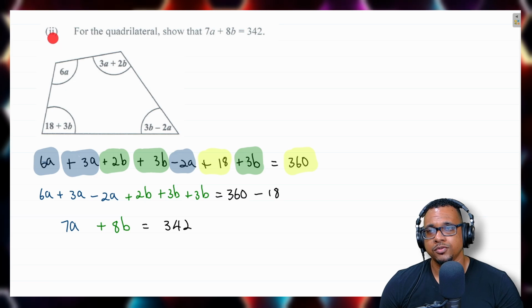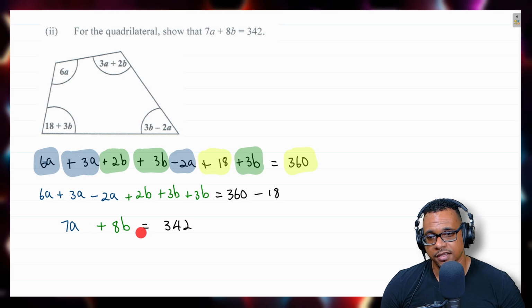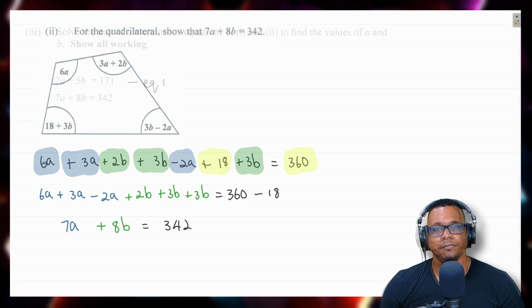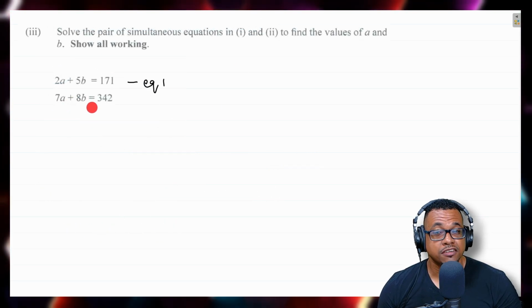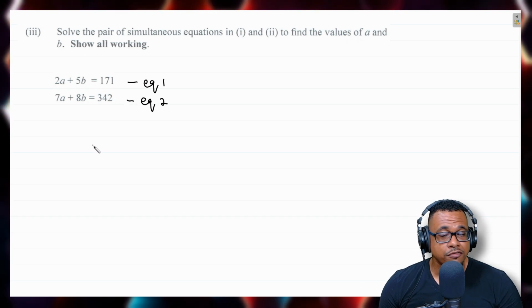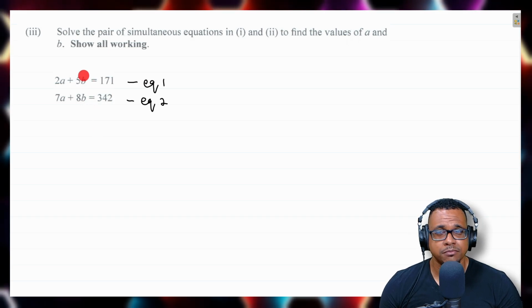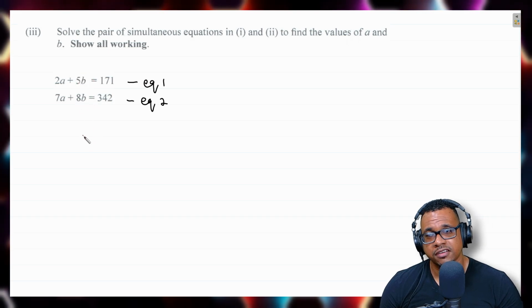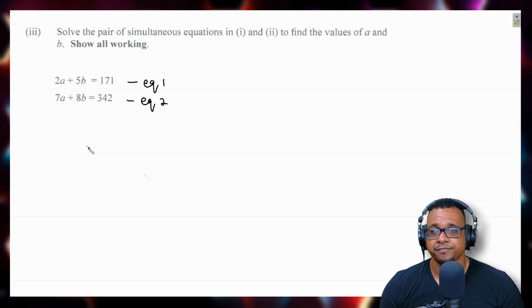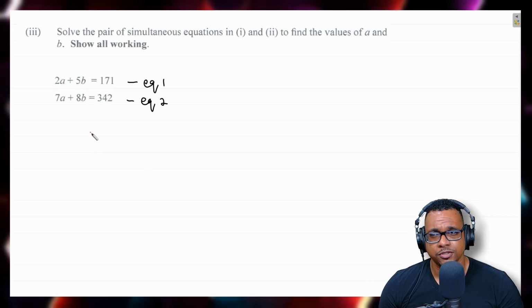Now going back to part 2, this is our equation here: 7A plus 8B is equal to 342. We show that here. So this is our equation from part 2, and we'll call that equation 2. Now for this pair of simultaneous equations, we have options. We can use the elimination method. We can use the substitution method. We can even use matrices. All right, so I'm going to choose the elimination method to use here.